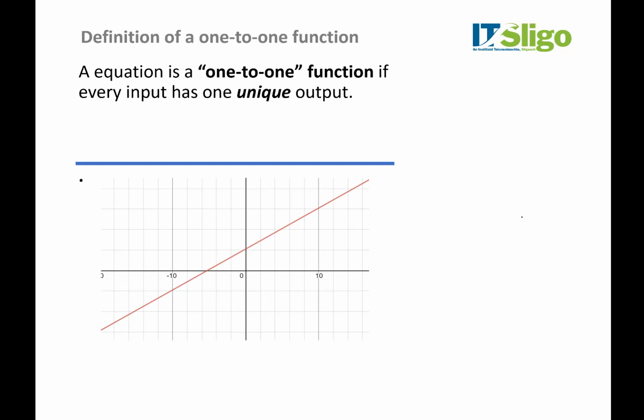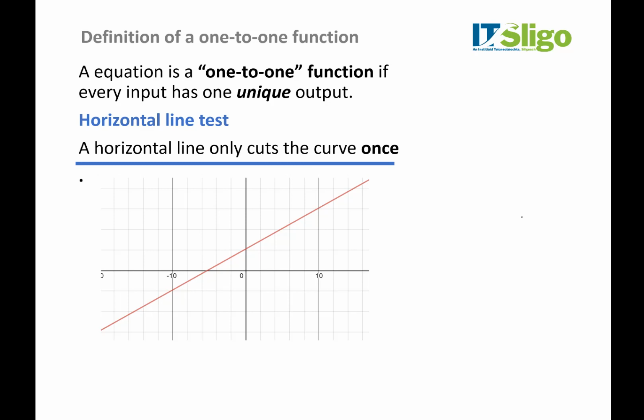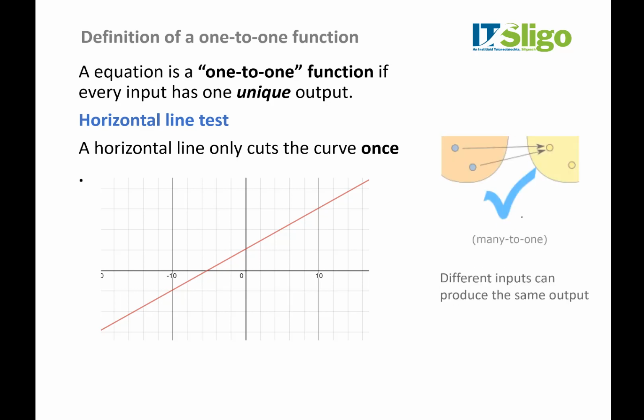Then there's such a thing as a one-to-one function, and that's if every input just has one unique output. So inputs can't share the same output. And this is verified by the horizontal line test. So we drop a horizontal line through the curve, and again the curve only cuts this line once. No matter where the horizontal line is, the curve only cuts it in one place. So this straight line is both a function and a one-to-one function.